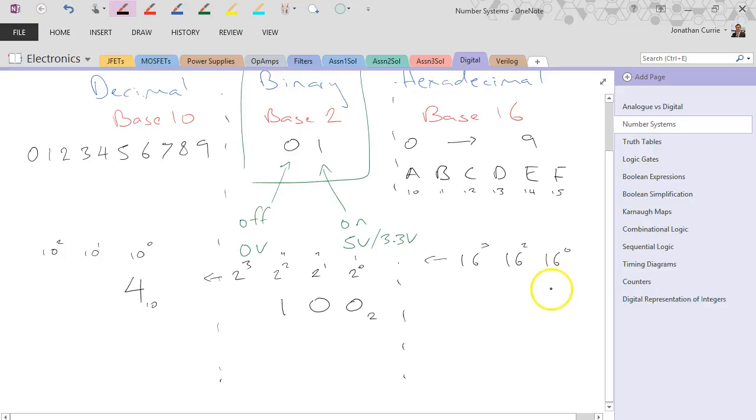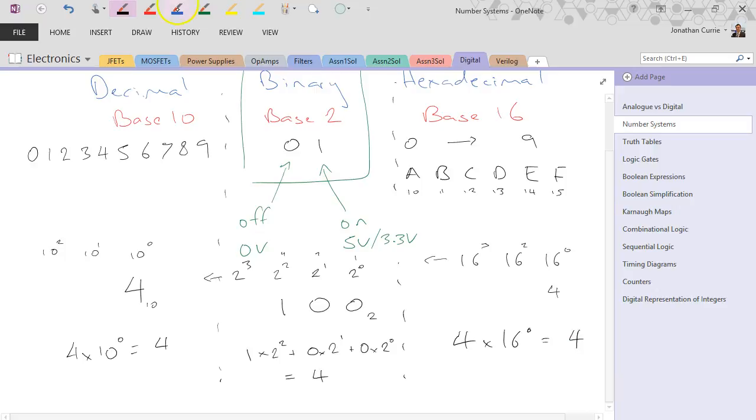So noting that in this case it's 4 times 16 to the power of 0. Alright, so in decimal, 4 times 10 to the power of 0 equals 4. In binary, 1 times 2 to the 2 plus 0 times 2 to the 1 plus 0 times 2 to the 0 equals 4. And in hexadecimal, 4 times 16 to the power of 0 equals 4. So in all cases we have represented the same number, 4, but in different number systems.